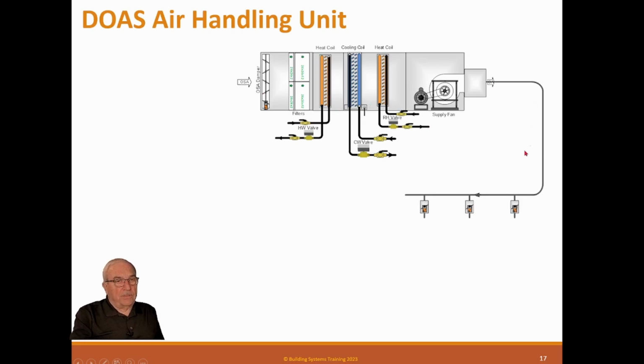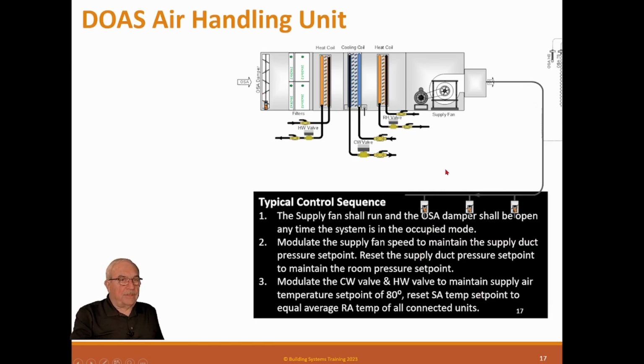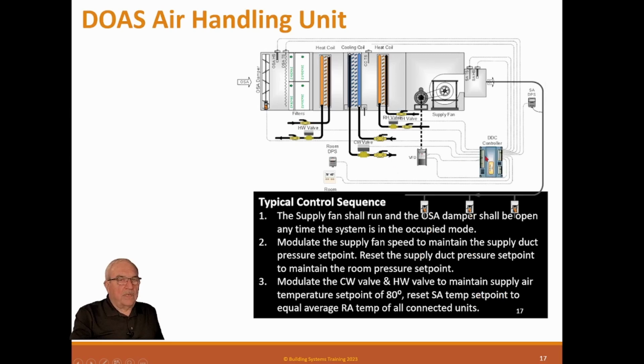So here's the supply duct, and it goes out to fresh air dampers on other air handler systems. Of course, it has a control system. These are variable volume, so it has a pressure sensor here. And as the flow changes down here for fresh air, this system can speed up and slow down for that.